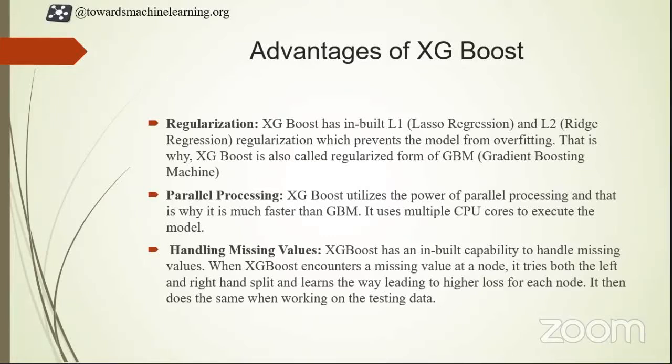It is very good at handling missing values. If your data has missing values, when the XGBoost encounters a missing value at a node, it tries both the left and right hand split and learns the way leading to higher loss reduction for each node. It then does the same working on the testing data also.